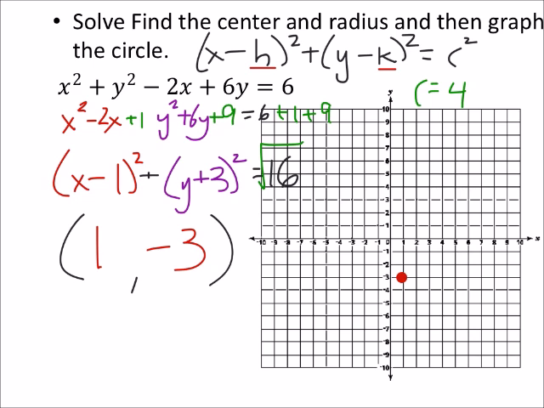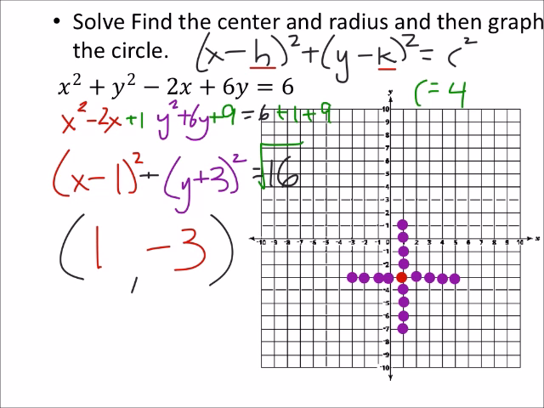And then we need to go 4 units in all directions, which would tell me where the circle should land on this graph. 1, 2, 3, 4. 1, 2, 3, 4. 1, 2, 3, 4. 1, 2, 3, 4.